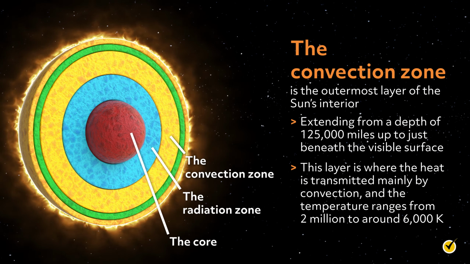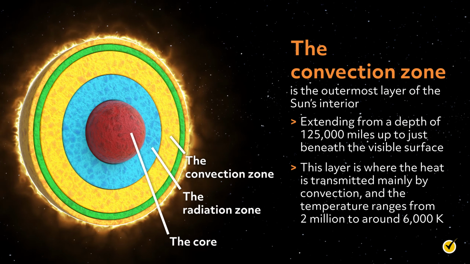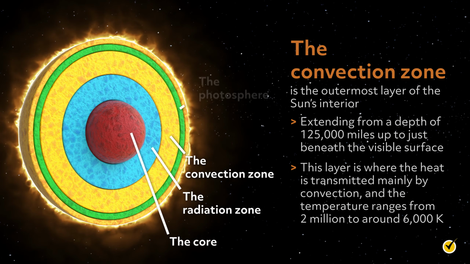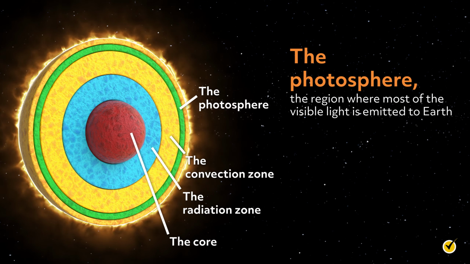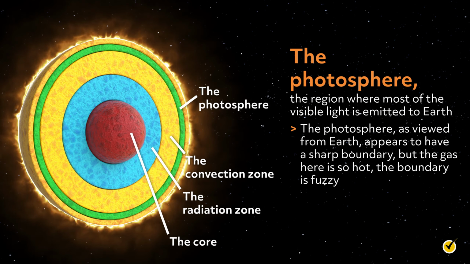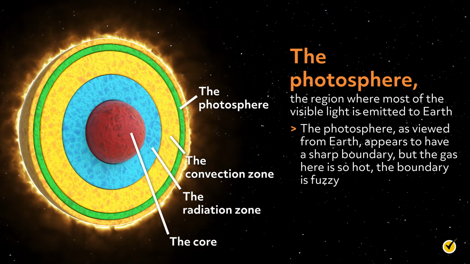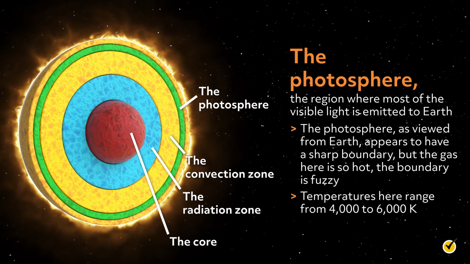This layer is where the heat is transmitted mainly by convection, and the temperature ranges from 2 million to around 6,000 Kelvin. One layer up is the photosphere, the region where most of the visible light is emitted to Earth. The photosphere, as viewed from Earth, appears to have a sharp boundary, but the gas here is so hot the boundary is fuzzy. Temperatures here range from 4,000 to 6,000 Kelvin.